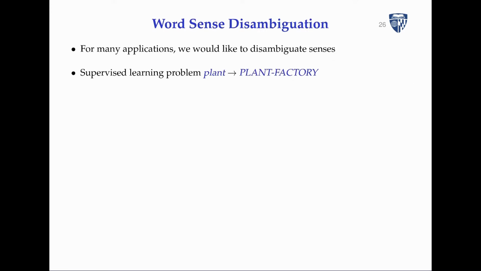Okay, so word sense disambiguation is the task of basically figuring out what the correct sense of a word is in a particular context. So we can frame this as a supervised learning problem where we annotate some data, and sometimes we annotate the word plant with factory for chemical plant versus a flower.